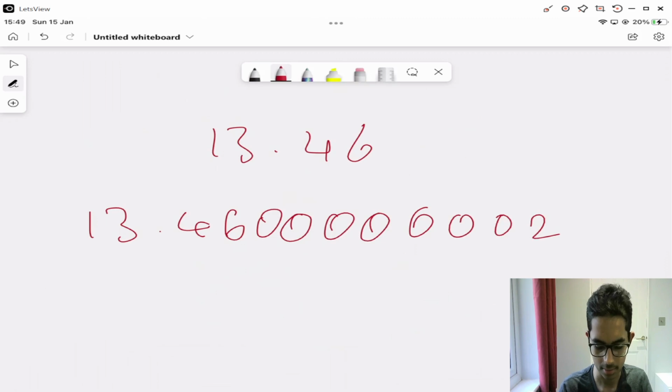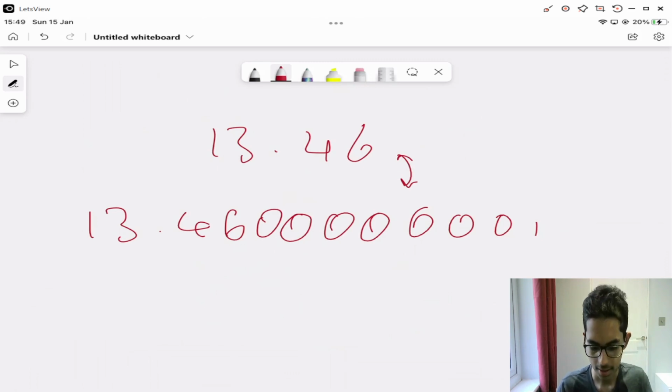Or maybe 1 at the end. Point is, they make this negligibly different. The difference between these two is basically 0. It's going to be 1 times 10 to the minus 9, which is negligible.